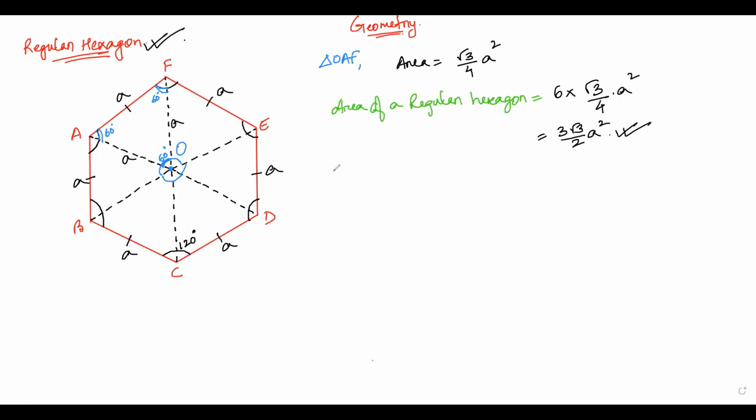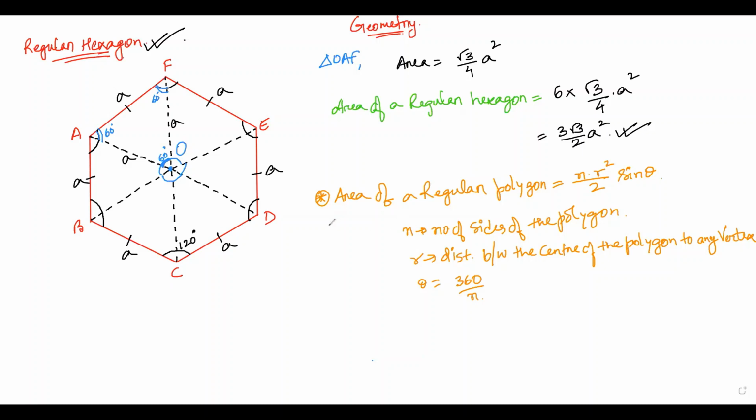In a similar way, we can find the area of a regular polygon of n sides by dividing the polygon into n congruent triangles, just like we did for a regular hexagon, by joining the vertices of the polygon with the center of the polygon. And in general, the area of a regular polygon is given by n into r square upon 2 into sine theta, where n is the number of sides of the polygon, r is the distance between the center of the polygon to any vertex, and theta is given by 360 upon n.